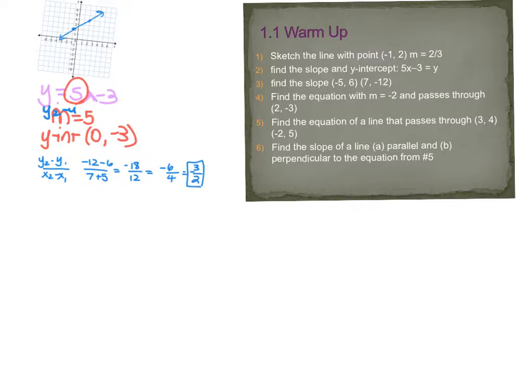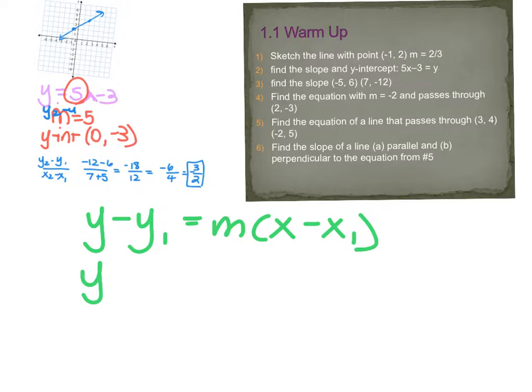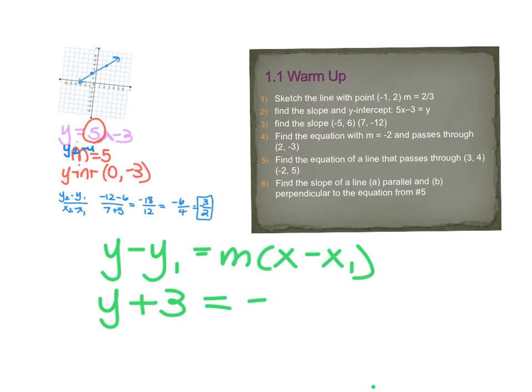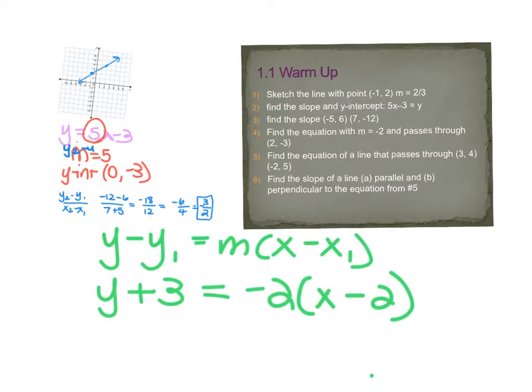Number 4, find the equation with m being -2 passing through the point (2, -3). So you could either plug it into point slope or slope intercept, whatever you're the most comfortable with. If I'm given slope and a point, I tend to plug it into point slope, but it doesn't mean you have to do the same thing. So point slope: y minus y1 equals m times x minus x1. My y1 is -3, so minus a -3 becomes +3. The m is -2. And then the x1 is 2, and then I just solve that.